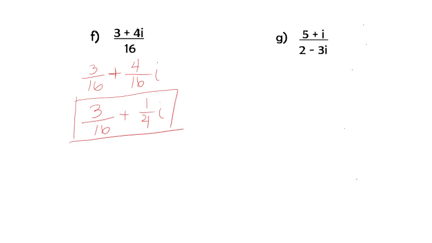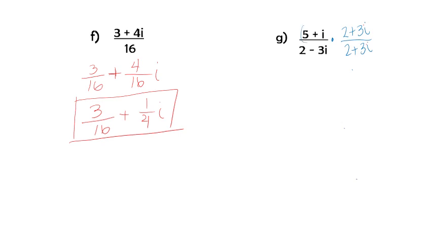Okay, G. For G over here, I have 5 plus i divided by 2 minus 3i. So when I do this one, you need to be careful because i is representing the square root of negative 1, which means i is representing a radical, which means that you have a radical in the denominator. So what do you need to do? You need to rationalize. We're going to rationalize this just like we did in our warm-up. We're going to multiply by the conjugate, 2 plus 3i over 2 plus 3i.